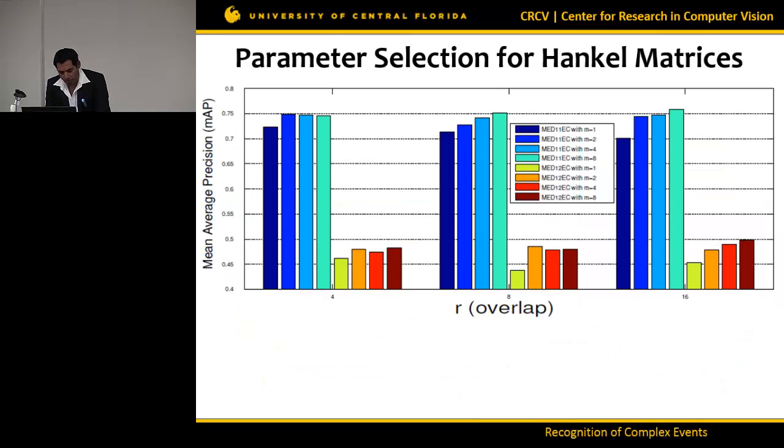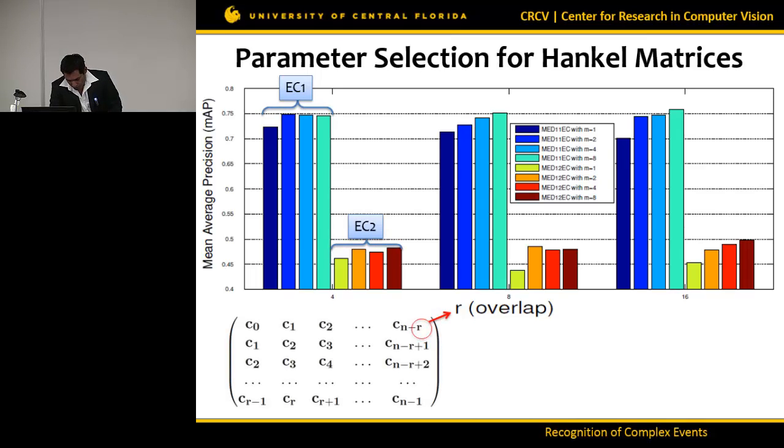Also, we did some experiments on the parameter selection for Hankel matrices, basically R being the overlap. We observe 2 different trends for event collection 1, which has 15 different events, and event collection 2, 10 events. The accuracy is much lower for EC2. The reason being we have very few concepts that can represent EC2. For EC1, the concept representation is much richer.